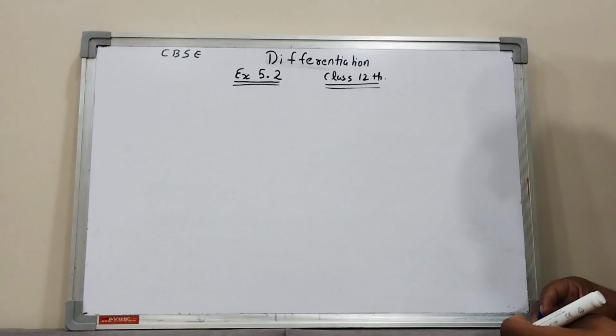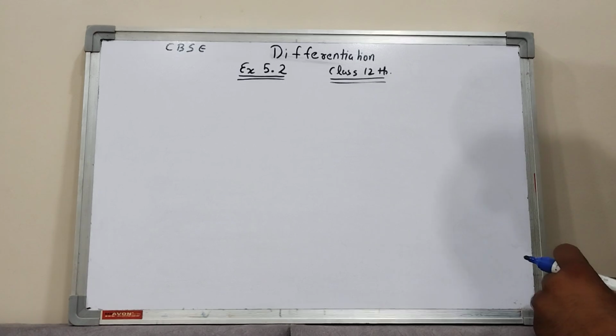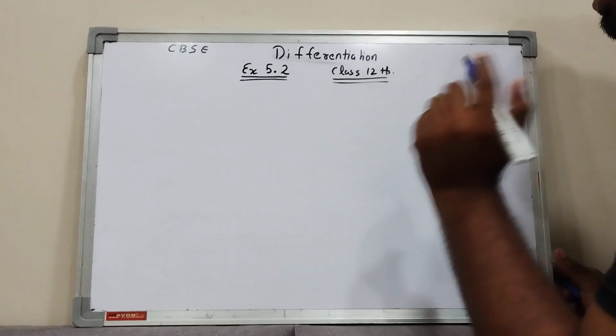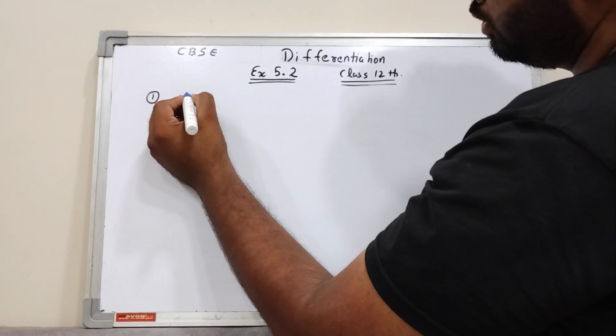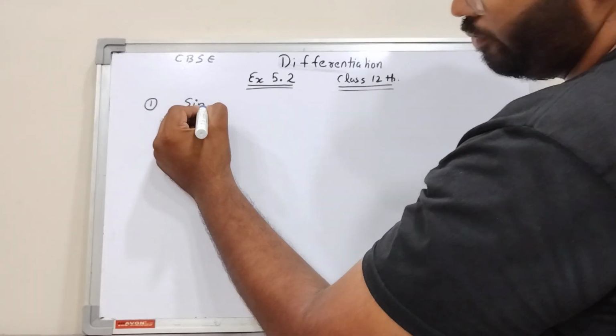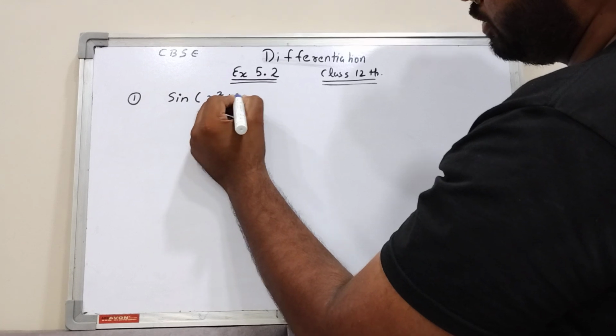First of all, our main focus is how to solve the differentiation of trigonometric functions. So let's start with the first question of the exercise, very easy. The question is sin of x square plus 5.